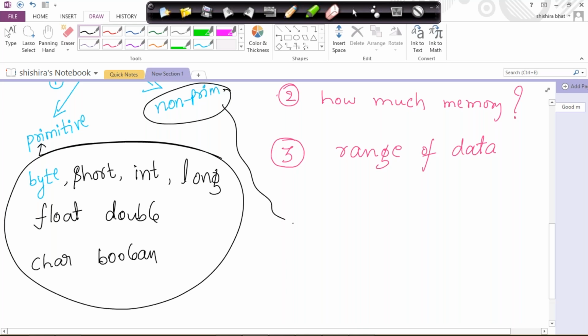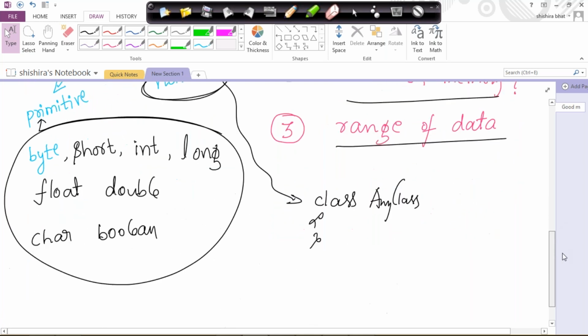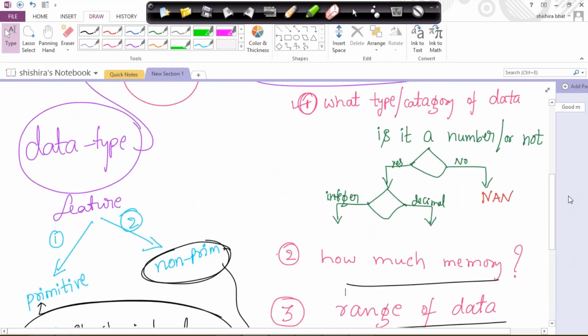Non-primitive data types are those data types which are defined in the form of class. Any class that you write in Java is considered a non-primitive data type. Now, for primitive data type, range of data is applicable, memory is applicable, and also category is applicable. But for non-primitive, range of data is not applicable and memory is not applicable.